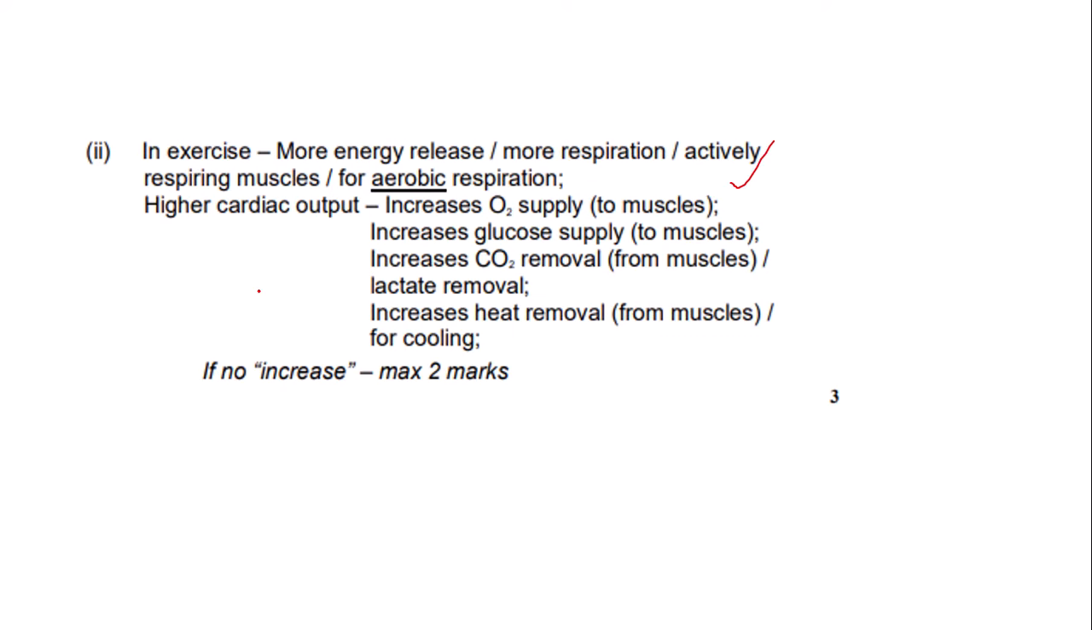The second marking point refers to how the higher cardiac output is beneficial for the exercise. So you need to put any 2 of these to get the next 2 marks. Higher cardiac output leads to increased oxygen supply to muscles. We wrote that, so we would get another mark. Or you can write it increases glucose supply to muscles, increases carbon dioxide removal from muscles, and we put that, so we would get all 3 marks to the question.